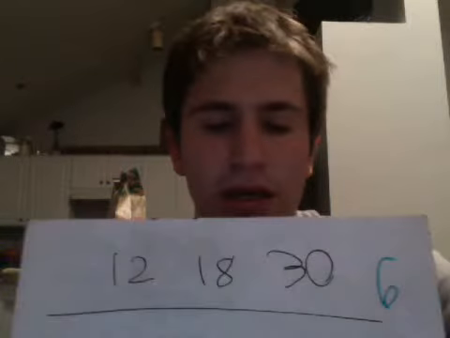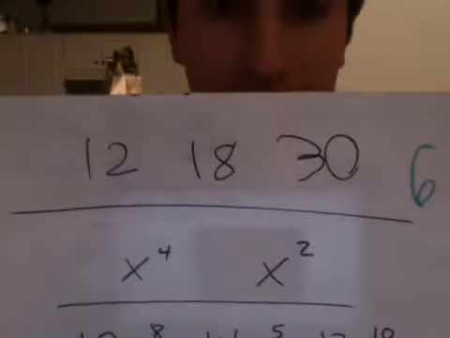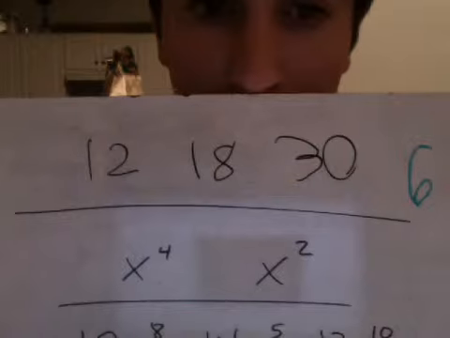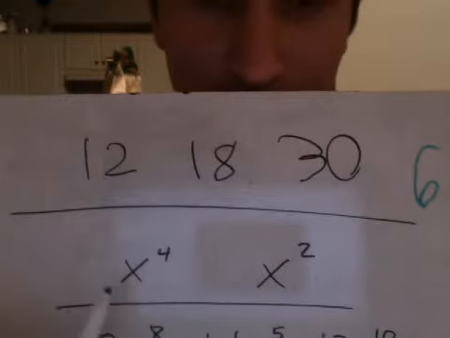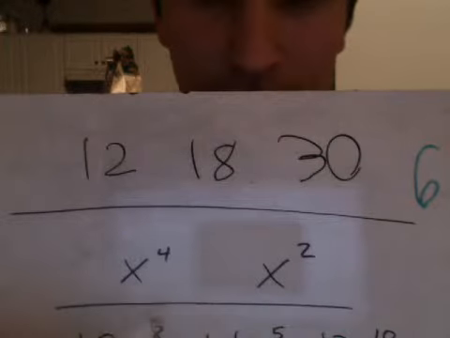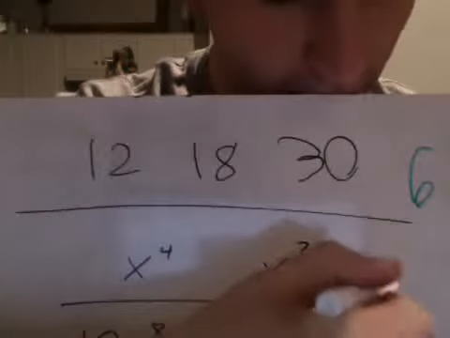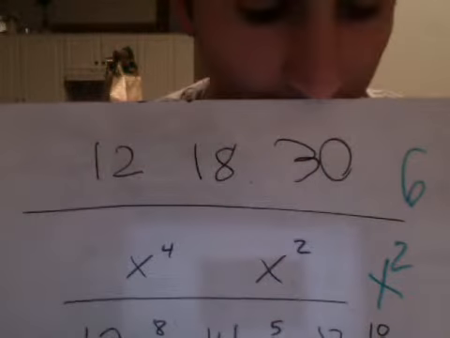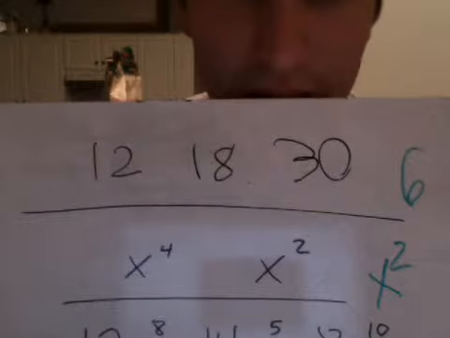Okay? But then we start getting into other stuff, like what's the greatest common factor when there are variables involved? So the easiest way to think about it is when there's variables involved, you choose the one that has the smaller exponent. So the greatest common factor here is x squared, because x squared can go into x squared, and x squared can also go into x to the 4th.